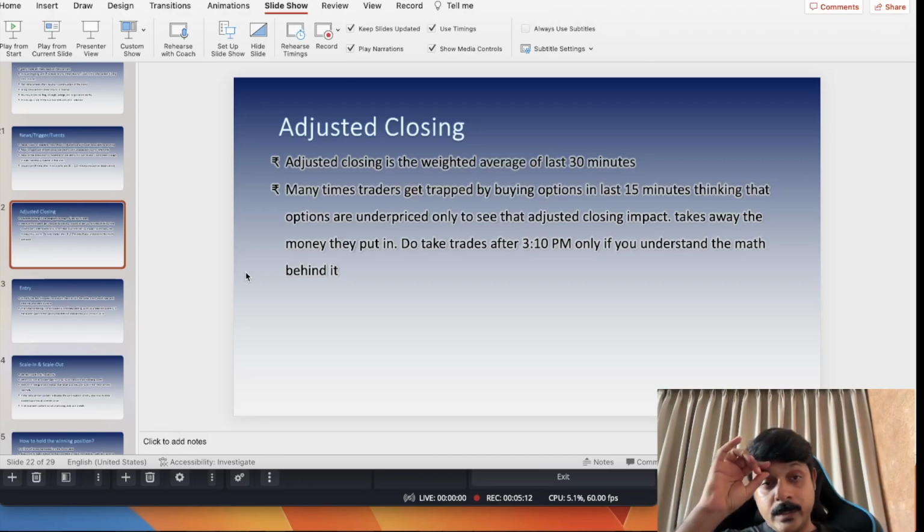Just one more thing that I need to remind you about, the adjusted closing, before moving into my trading setup or trading entry and exit. With adjusted closing, you might see that after 3 p.m. or 3:15 p.m. option prices tend to trade way off compared to the futures or spot price. Most of you must be knowing the reason. 90% of you may be knowing the reason, but the remaining 10% might get trapped. That is the reason I wanted to cover this slide, because the final adjusted closing will be the weighted average of the last 30 minutes of price movement.